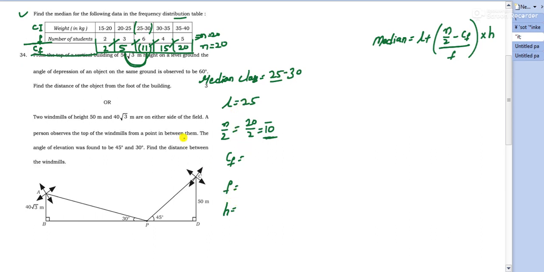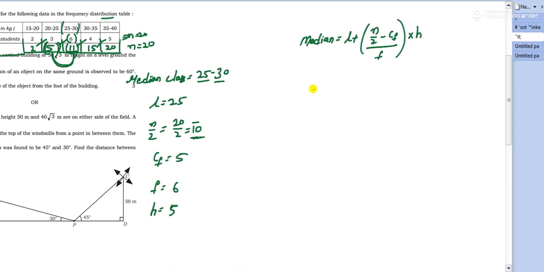Understood? Now what is this f? f is the frequency of that class. So f is 6 and cf is the cumulative frequency of the previous class. Remember that. Don't write this 11. It is 5. And what is h? Again it is size. So 30 minus 25 is 5. Got it? Now simply substitute. You have all the data. So L is 25 plus n by 2, directly you write it as 10, minus cf, 5, divided by f, 6, into h, which is 5. Isn't it? Yes. Now solve it.